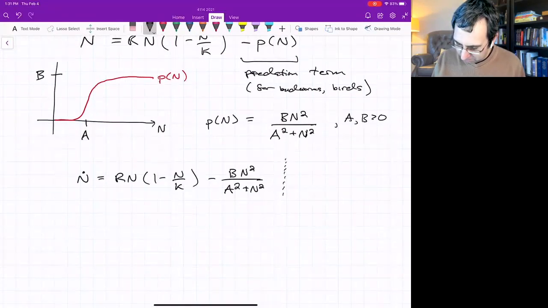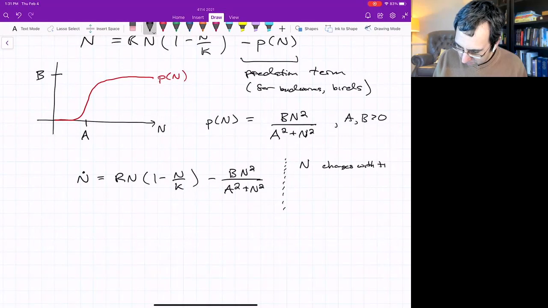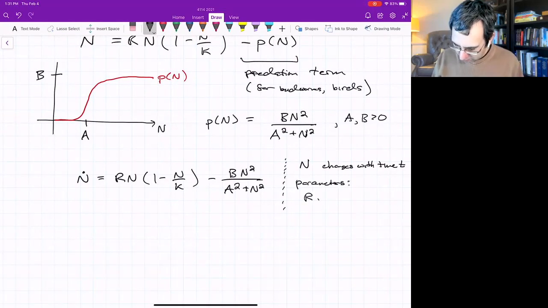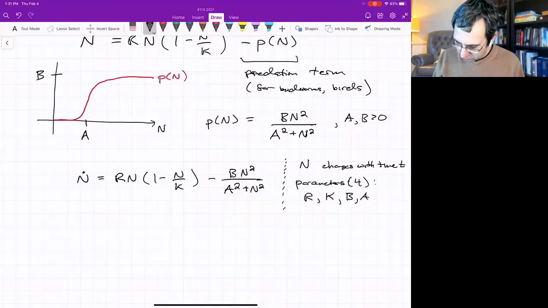What do we have here? We've got n, which changes with time t, and then we've got parameters r, k, b, a. So we've got four parameters.